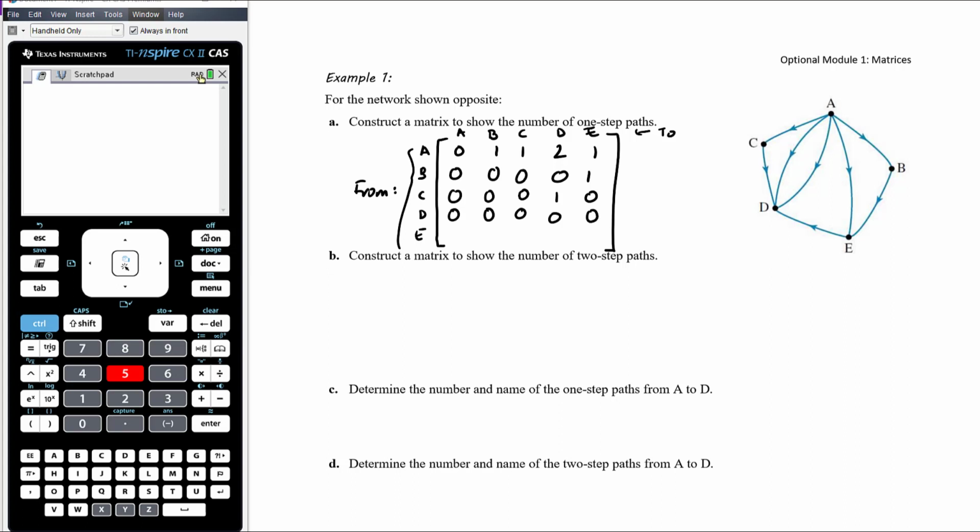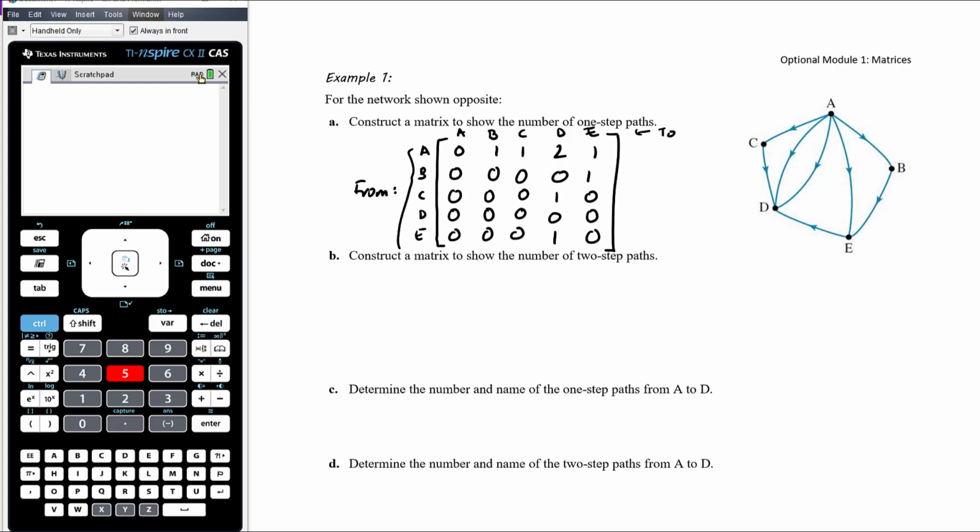Okay, so last thing is from A. So from A to E, no, we can't. Sorry, from E to A. My apologies. From E to A, no, we can't get that way. From E to B, no. Again, there's a path, but it goes the other way. From E to C, no, there's no path at all. And from E to D, yes. E to D, yes, we can get that way, and E to E, we can't. Okay, so this is our adjacency matrix that shows the one-step paths.